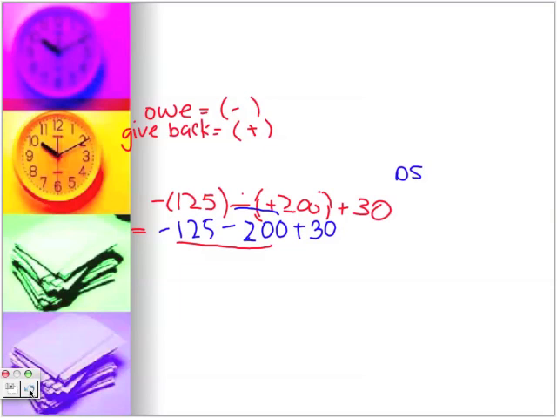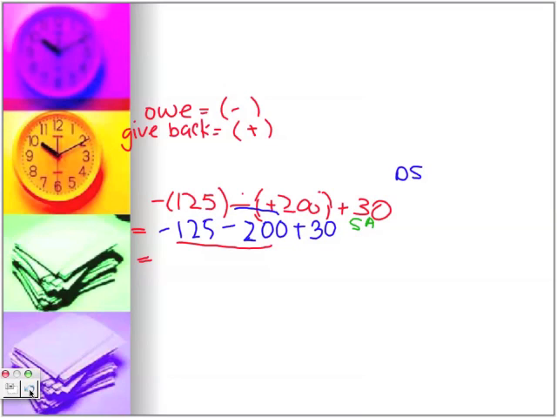Okay, so first of all, let's break this down. Are these signs the same or different? They're different. So what would you do? No, these are the same, guys. They're both negatives. So what would you do? Add. So ignore the signs for now. What's 125 plus 200? 325.